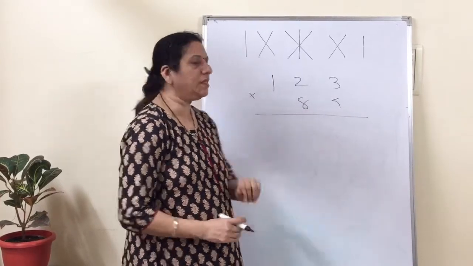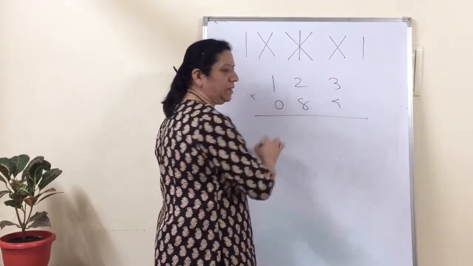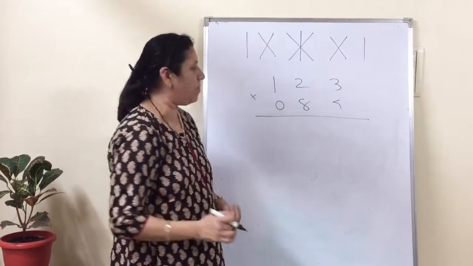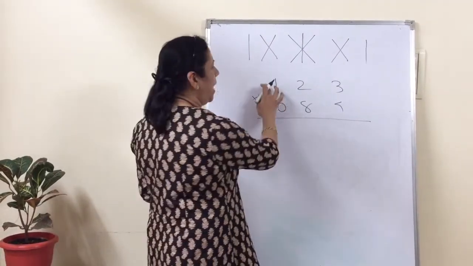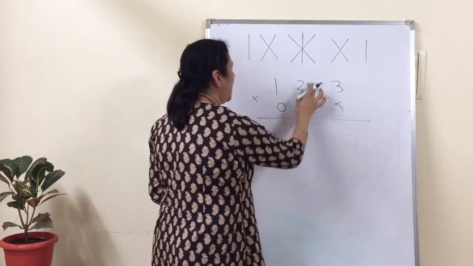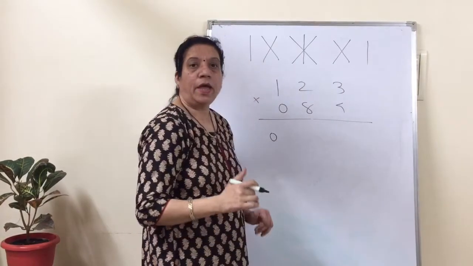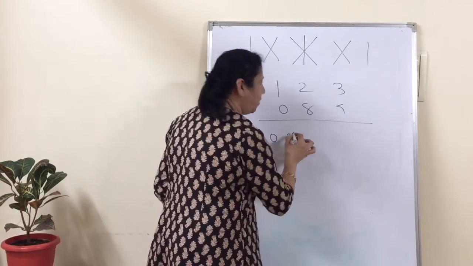Now, in this example, I have taken one 3-digit number and one 2-digit number. The method will remain the same. Only what we'll do, we'll write down 0 here. Okay, so let us do the same method. 1 into 0 is 0. Now let us cross multiply. So 1 into 8 is 8. 2 into 0 is 0. 8 plus 0 is 8. So we'll write down 8 here.